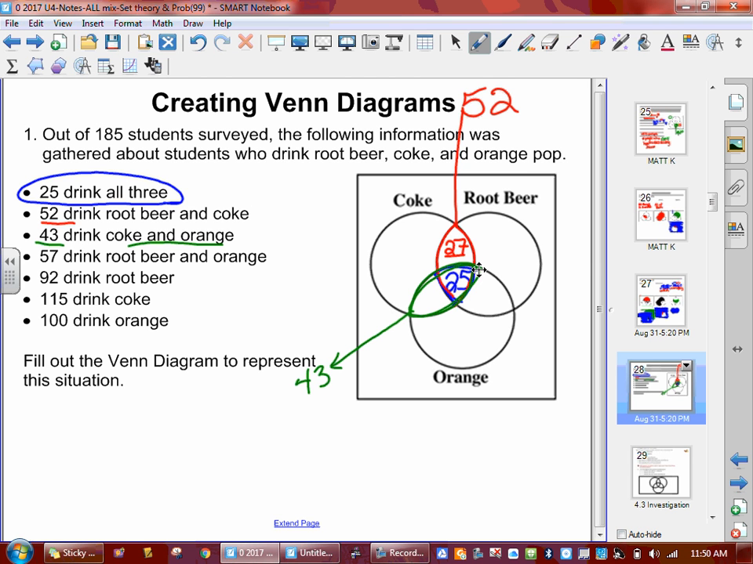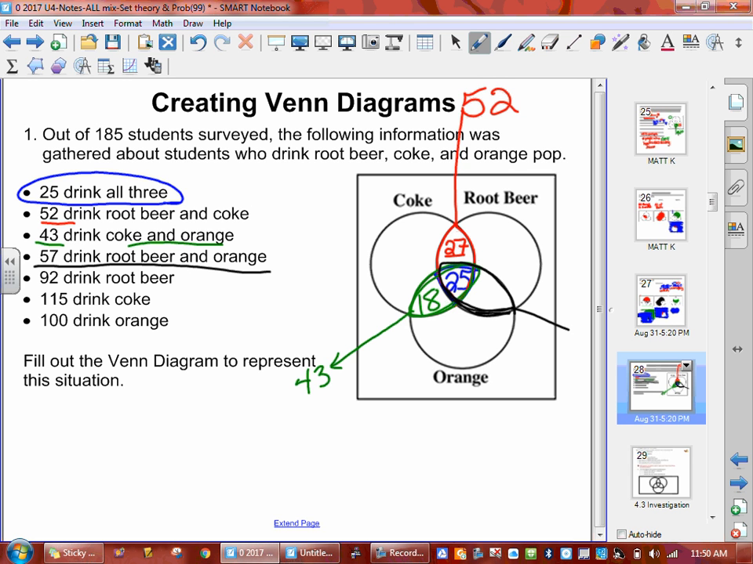Now they're going to give us the next overlap. 57 root beer and orange. So that's this section right here that I'm outlining in black. Okay, so that's going to come out as a 57. Now, subtract, you'll get 32 exactly.